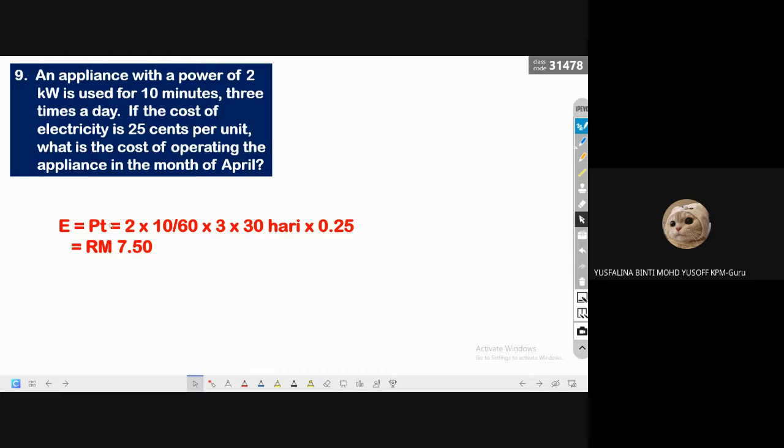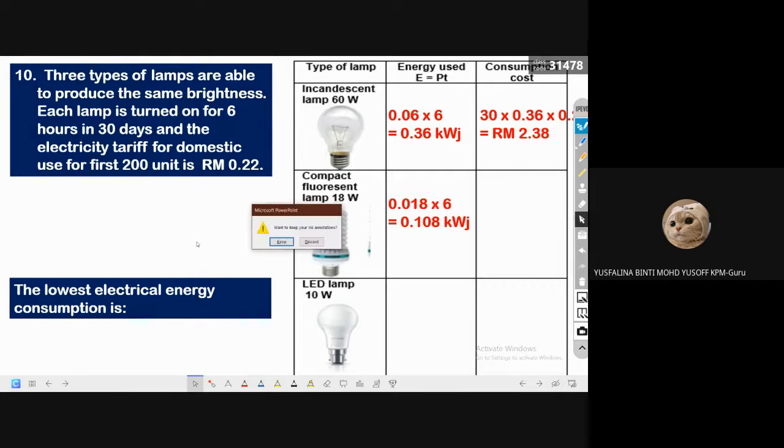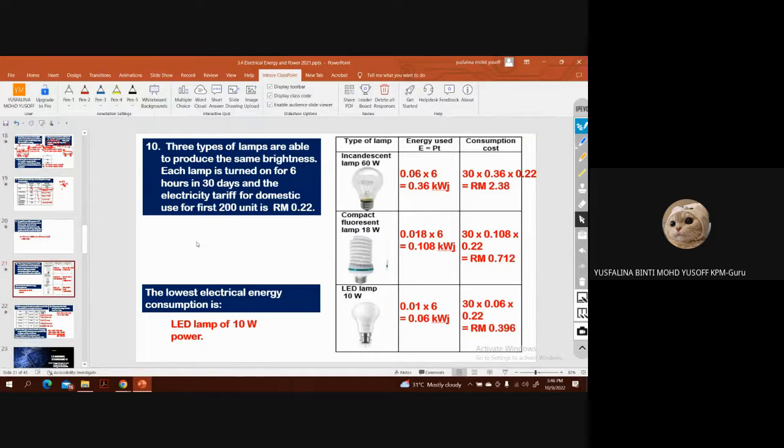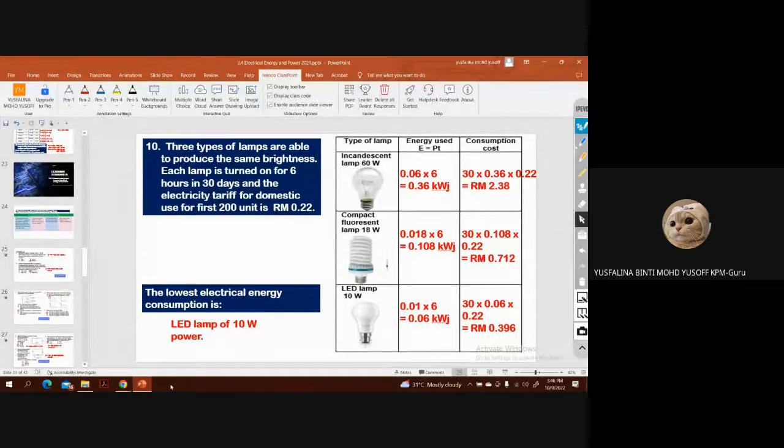So P is no problem. Actually the time, from 10 minutes, change to hour, and then use 3 times a day. Then how many days? 30 days. Then after that, multiply, you get the answer for the energy, that one is kilowatt per hour. Then you multiply with 0.25, then you get 7 ringgit 50 cents. So don't forget the unit. So what I will do now, we still have like 40 minutes, so I want you to try to answer. This one you can just read on your own.